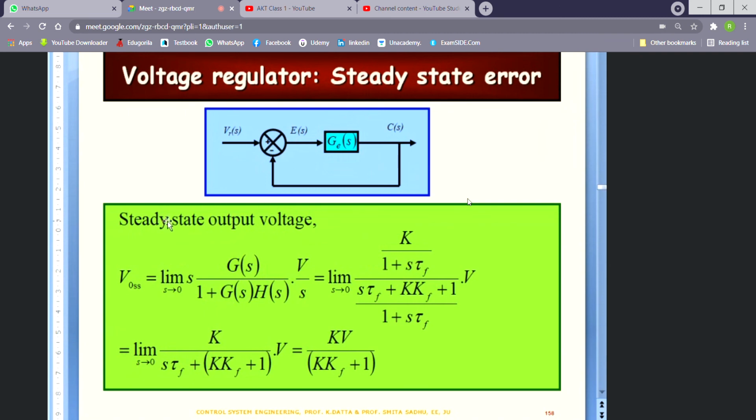What has been done is that the steady state output voltage has been found out. C(s) is the notation for the output, so VO is the output for our case, VO(s). So in the steady state, we would have limit of s into this, basically if we are applying a step input as a reference input over here.